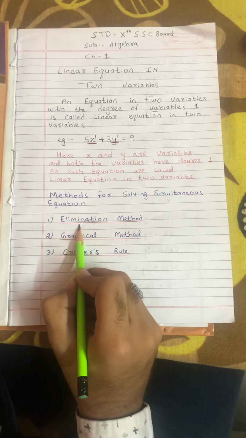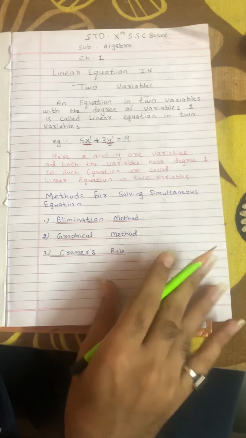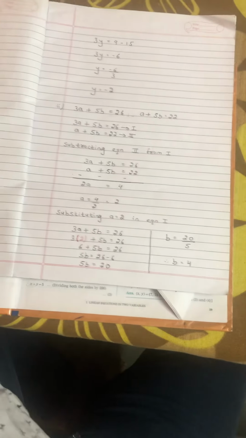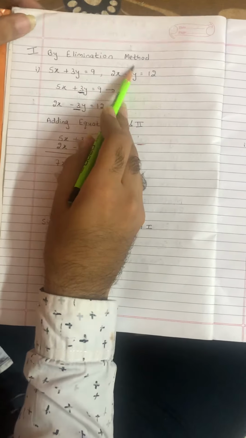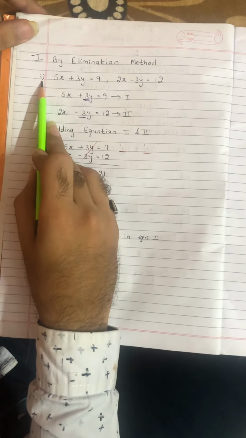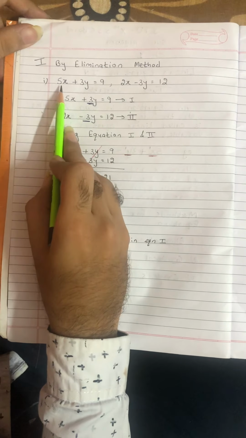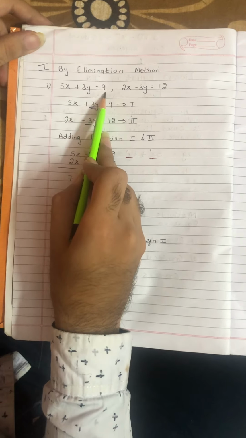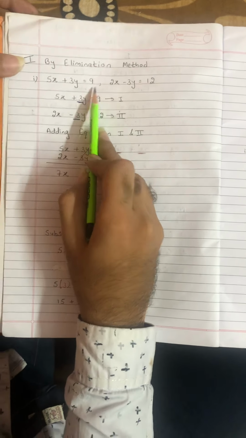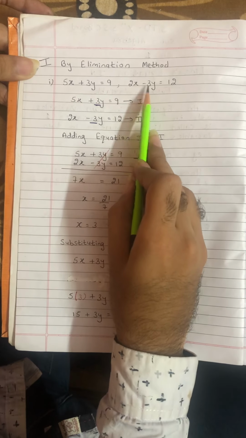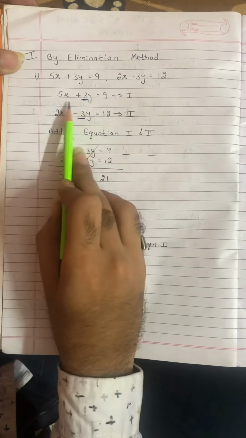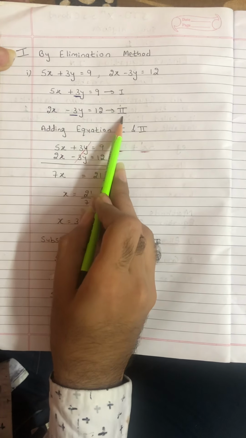First of all, we will learn the elimination method. First method is the elimination method. Consider sum number 1. We have two equations. 5x plus 3y equals 9. This is our first equation. And the second equation is 2x minus 3y equals 12. Equation number 1, equation number 2.